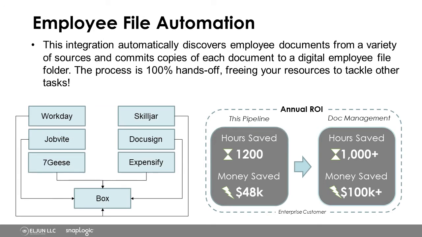So, looking here, we can see we've got information coming from Workday. We'll have files come over from JobVite, like a signed or executed offer letter. We'd have stuff coming from 7Geese, like your OKR performance or other annual review metrics. We'll pull in your transcripts from SkillJar, which is a learning management system. Things from DocuSign, so other contracts or pieces that were accepted. Maybe this is where you accept a promotion offer or a pay raise increase. And then from Expensify, which is a way to track your expenses over time. And so we can pull a report out of that and also centralize all of that into Box.